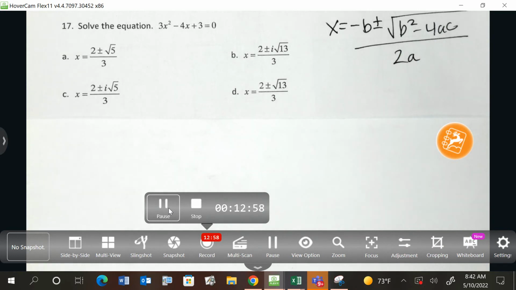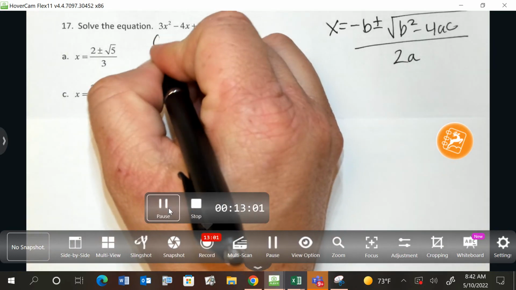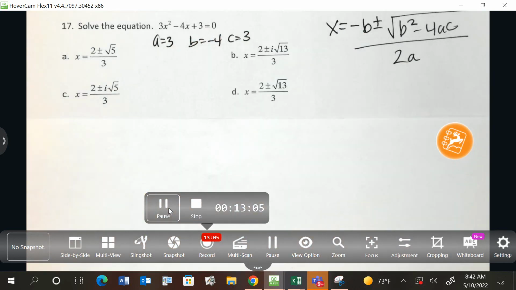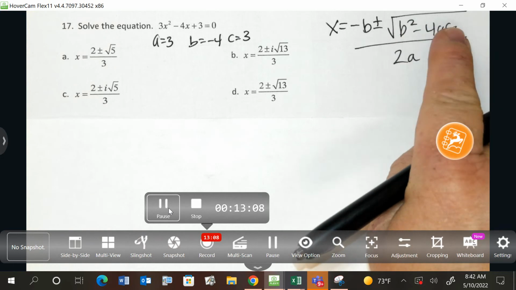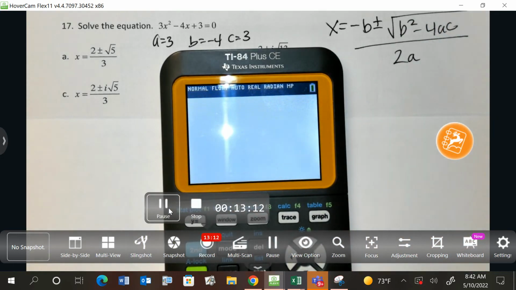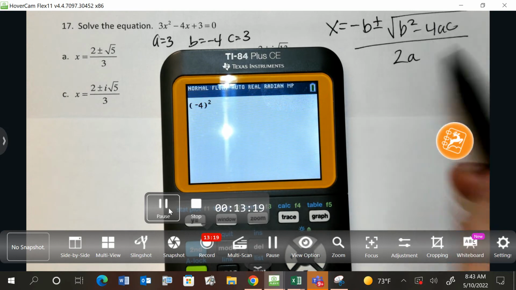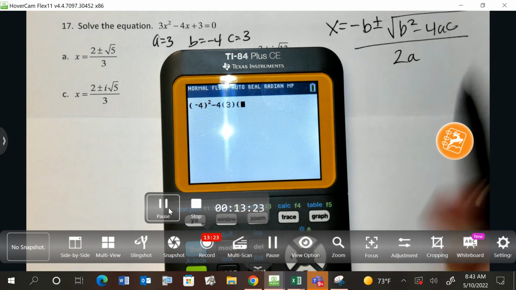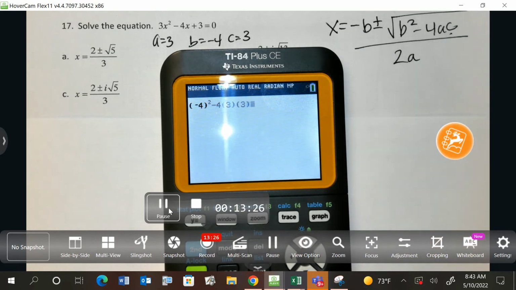Okay, so I'm going to start with just identifying the A, the B, and the C. So A is 3, B is negative 4, and C is 3. And I'm going to start with what is inside here. So don't worry about the square root. We're going to do what's inside. Anytime we plug something in, we're going to hug it. So here we go. I'm going to hug the B, and I'm typing in negative 4. Make sure you've hugged it, and I'm squaring it. Then I'm subtracting 4. I'm hugging the A, which is 3. And I'm going to hug the C, which is 3. This is called the discriminant, and I get an answer of negative 20.